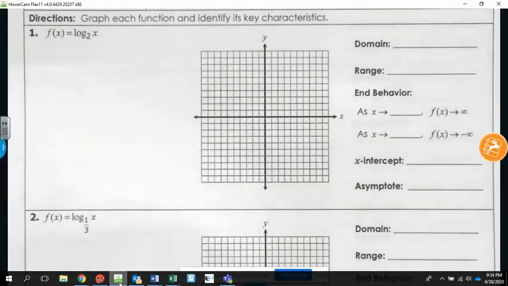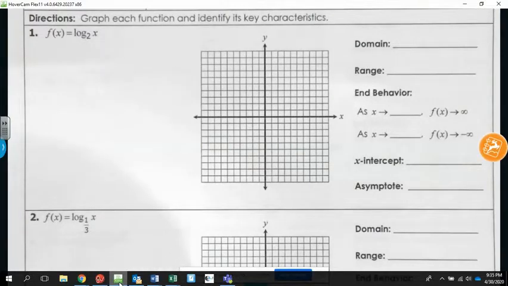This is packet 7, page 8, question 1. It says the function of x is equal to log base 2 of x. And what we're trying to find is the domain and range, the end behavior for x's, the x-intercept, the asymptote, and we're also going to look at points for these graphs as well.